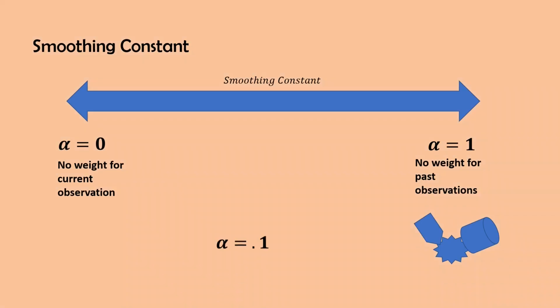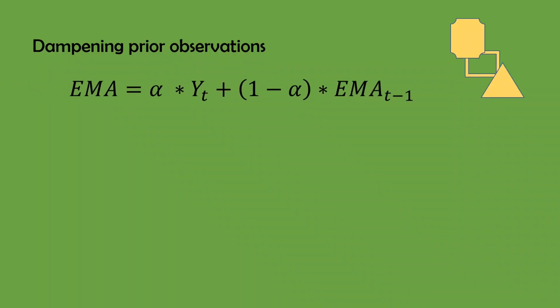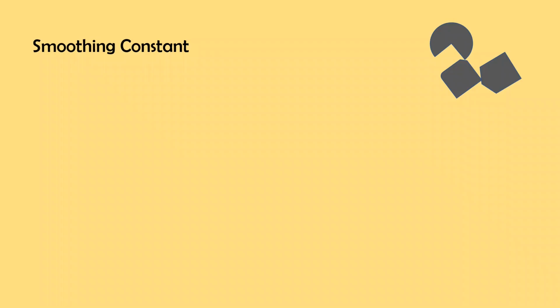If alpha is 0.1 or 10%, then 10% weight will be given to the current observation and 90% weight to the prior day's EMA. So the dampening of prior data points happens because for each new day, the older EMA and data point will receive exponentially smaller and smaller weights.